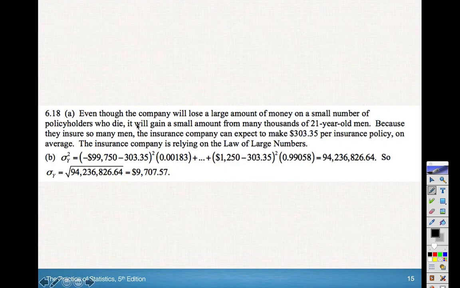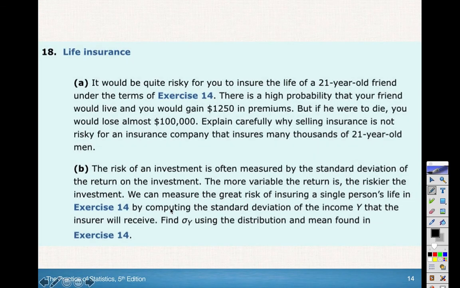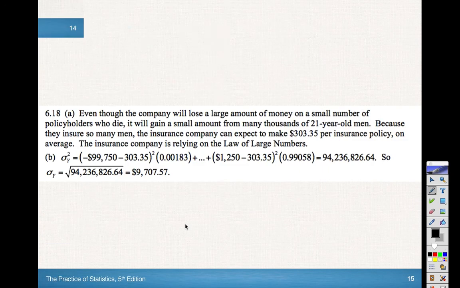Letter A. Even though the company would lose a large amount of money on a small number of policyholders, that's not how they work. They insure many, and because they insure many men, they would tend to make an average of $303. And in the last question, letter B says there's a lot of risk. The risk is found by the standard deviation, meaning the typical variation.